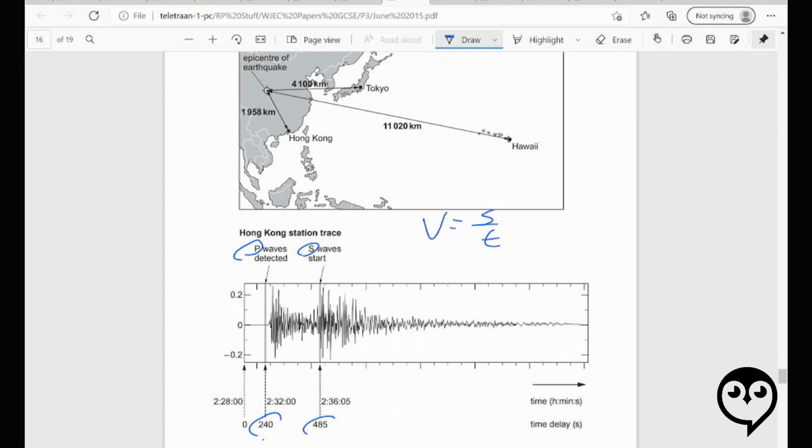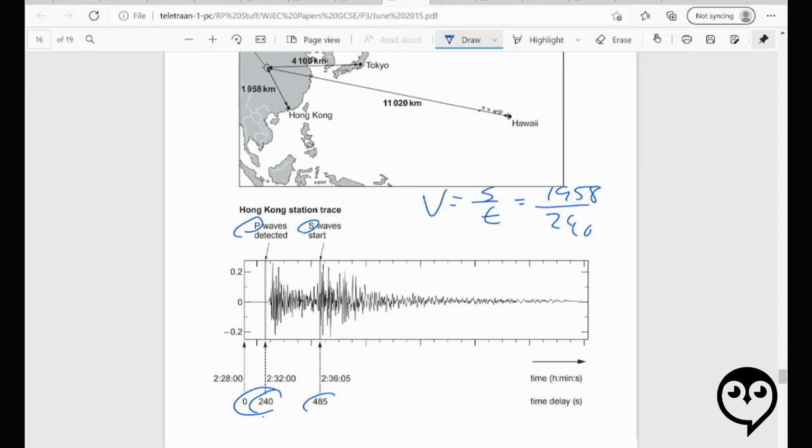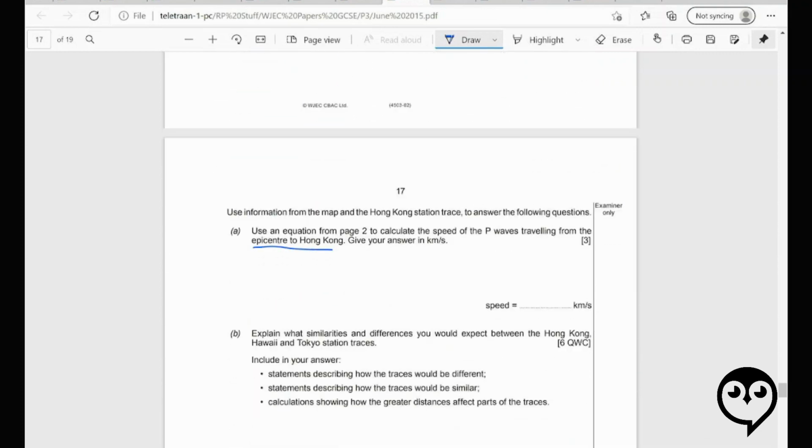You should do it down below, obviously, but you're going to have your distance here, and it looks like that would be the delay. So 1958 divided by 240. That's going to be about, let's just say 8.2. Okay, so you show your calculation here, obviously.